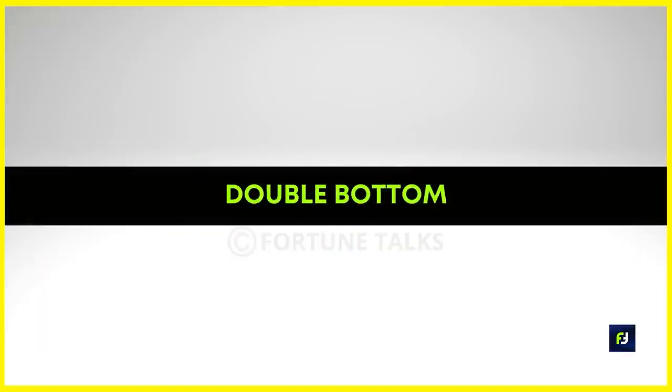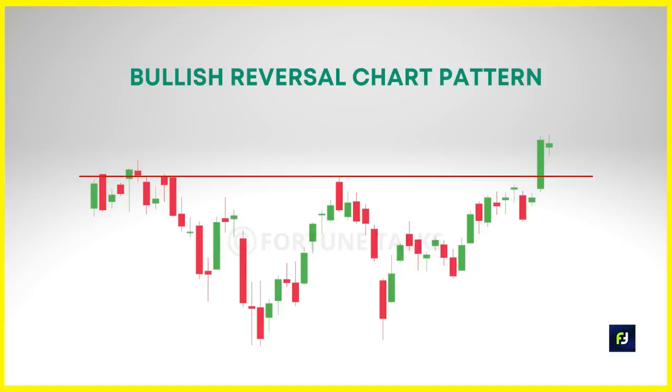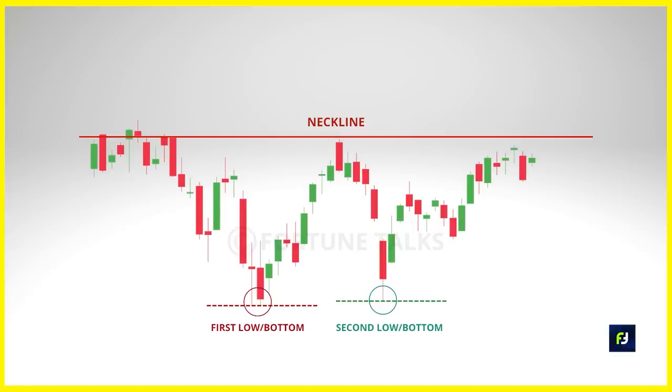Now we will focus on what a double bottom pattern is, how does it work, and how to approach it while trading it. A double bottom pattern is a bullish trend reversal pattern and it is the exact opposite of a double top. This pattern also has 3 parts. It has a first low or first price rejection, followed by a second low or second price rejection, and also a neckline, which is an area of resistance connecting the swing high in between.